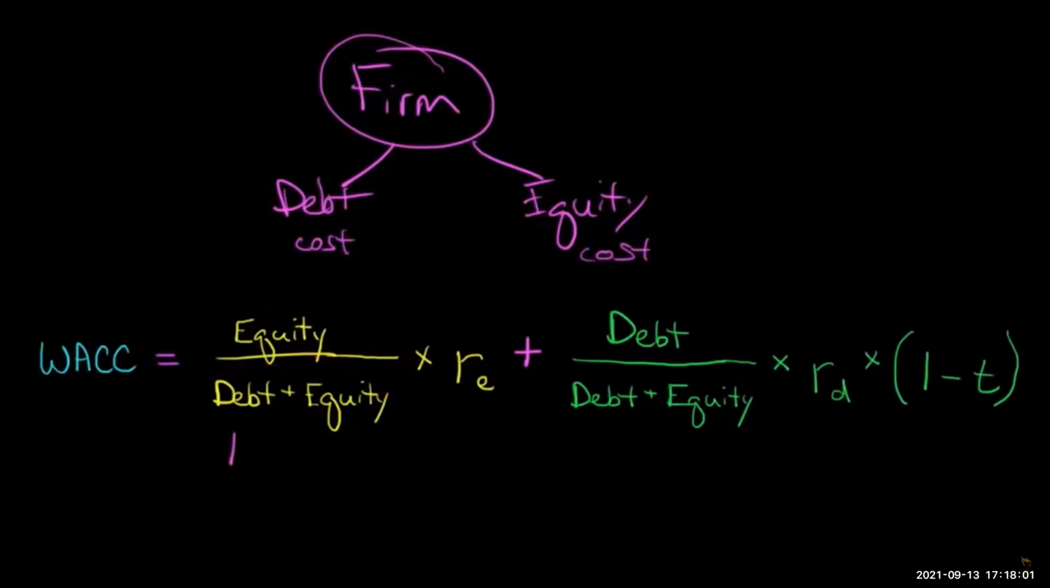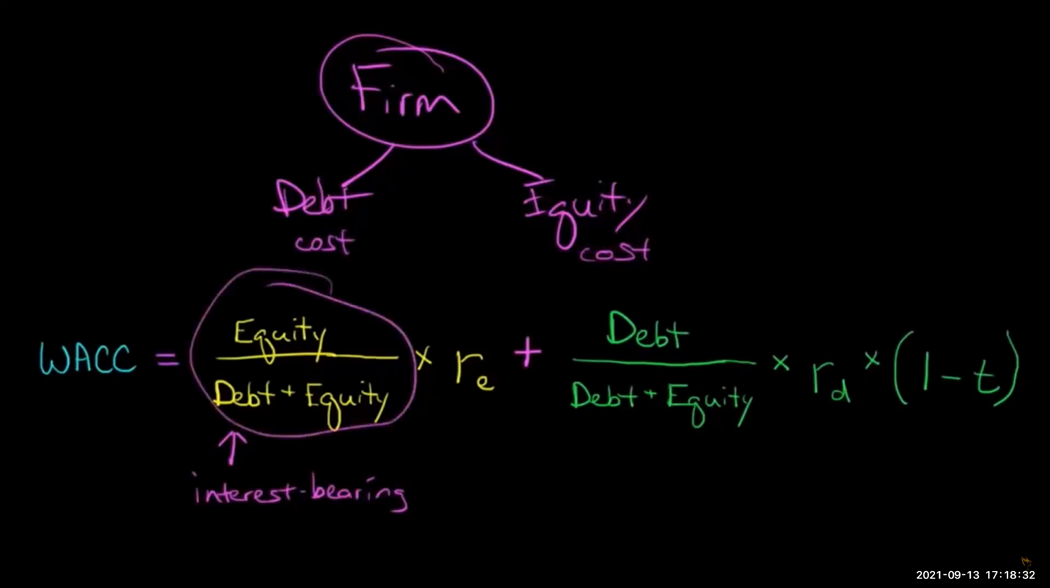Now, when we're talking about debt here, what we mean is interest-bearing debt. So we're not just talking about liabilities in general, which might include things like unearned revenue. We want interest-bearing debt, bonds that the firm has or something like that. So what we're trying to do is calculate the proportion of the firm that is being financed by equity. And once we've got that proportion, this share of the financing attributable to equity, we're going to multiply it by the cost of the firm's equity.